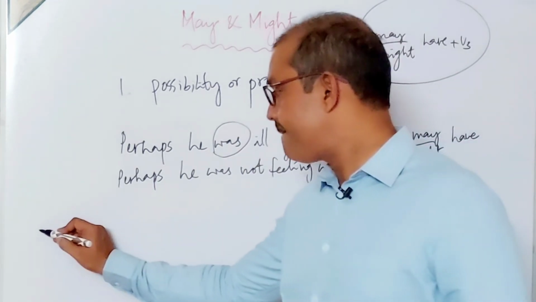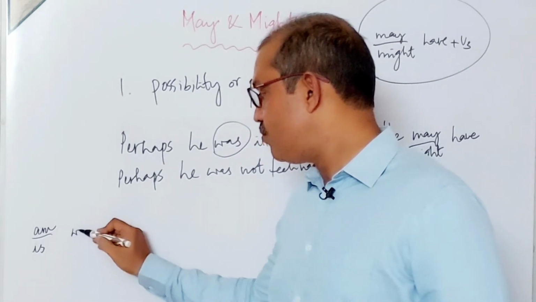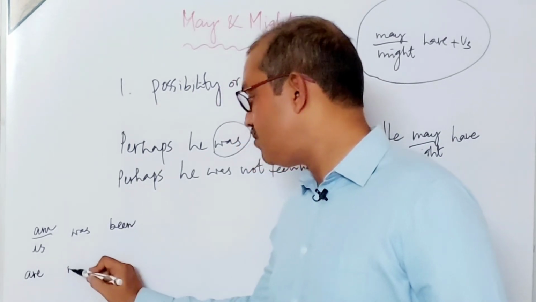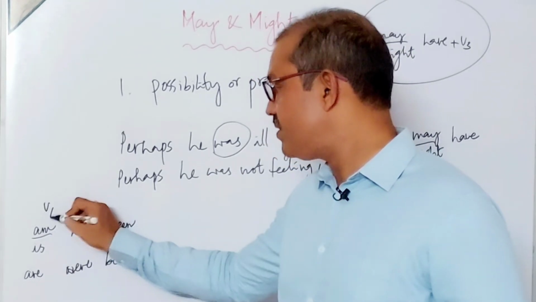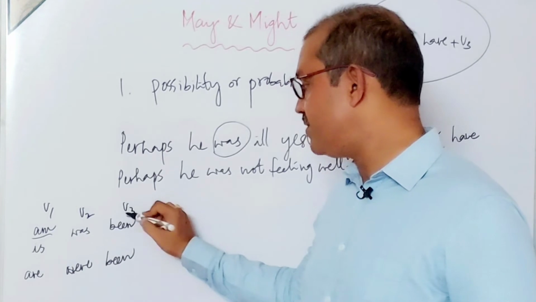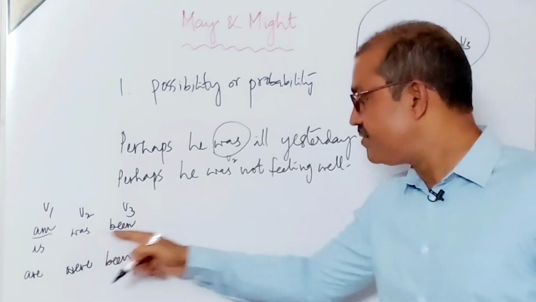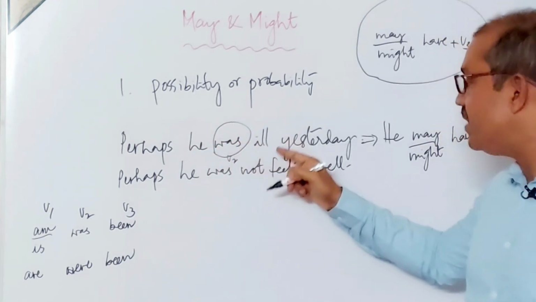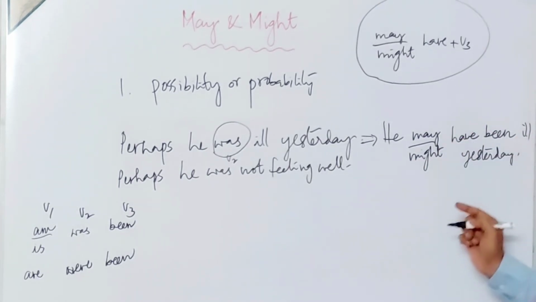Look at this. Am or is, was, been, are, were, been. This is V1, this is V2, and this is V3. So look at this. This is V2. So for this we have to use been. He may have been ill yesterday, or he might have been ill yesterday.